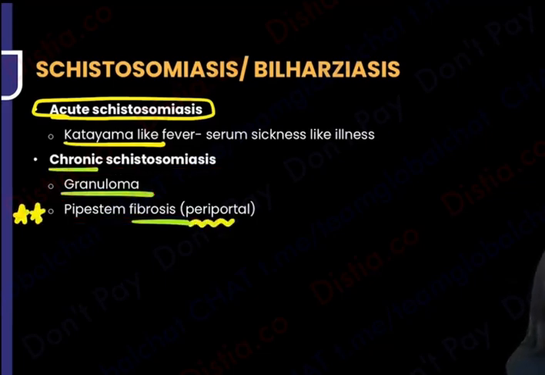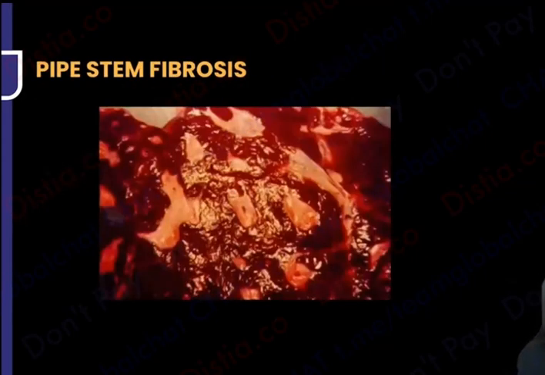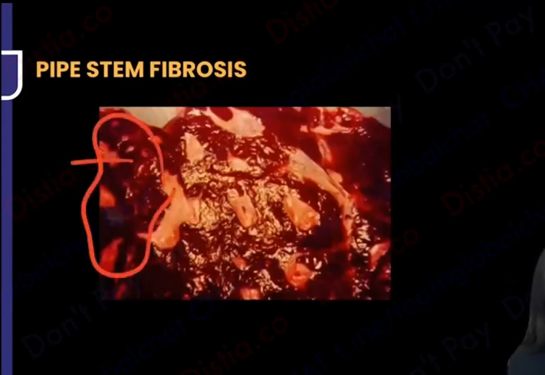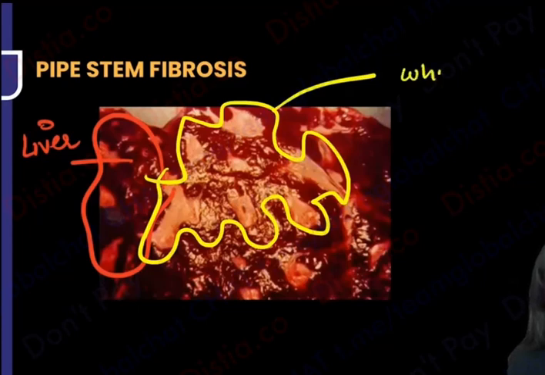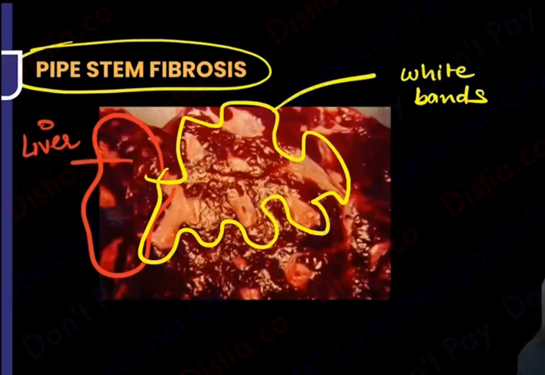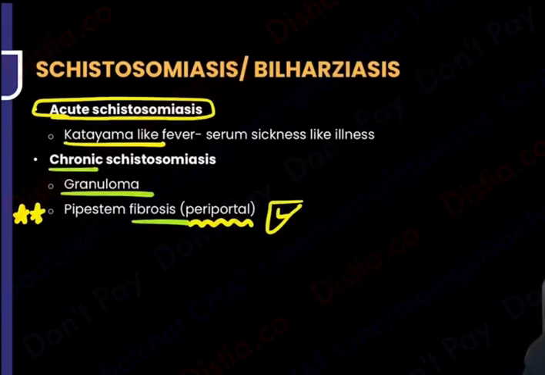I have written periportal, meaning this is going to occur in the liver. This is pipe stem fibrosis. So what can you see? All this brown color must be the normal liver. And what I see additionally along with these white bands, these white bands are referred to as the pipe stem fibrosis. So repeating, in acute you see Katayama-like fever, lots of fancy names, bilharziasis, and in chronic, pipe stem fibrosis. Now you tell me how are you going to do the diagnosis?